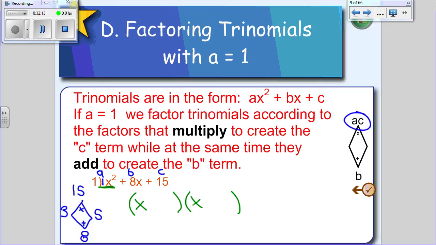My second term in each binomial comes from the sides of the diamonds. Plus 3, plus 5. That is a factored trinomial. This thing right here.